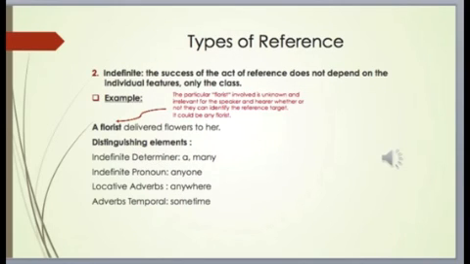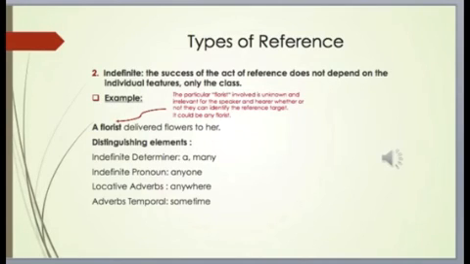Now, another type of reference would be the indefinite one, and it is the one in which the success of the act of reference doesn't depend on the individual features, only on the class. For example, a florist delivered flowers to her. Now, the particular florist that is involved in the act is unknown, and it is irrelevant for the speaker and the hearer whether or not they can identify the reference target. It could be any random florist.